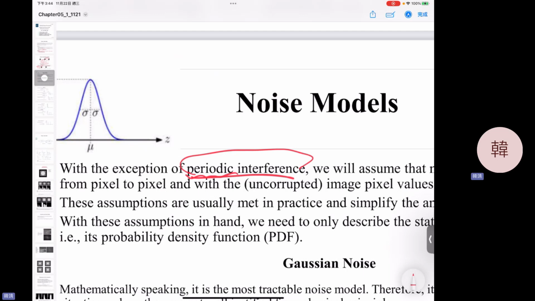Periodic, 周期性, is 周而复始. A periodic image is very clear. Like this kind of pattern, we also have the other one, the car in the previous image, right? In the car, you see a lot of repetitive pattern, periodic pattern in your background. You know there is some periodic noise, periodic interference. May I ask you what kind of result appears in the frequency domain for the periodic interference?